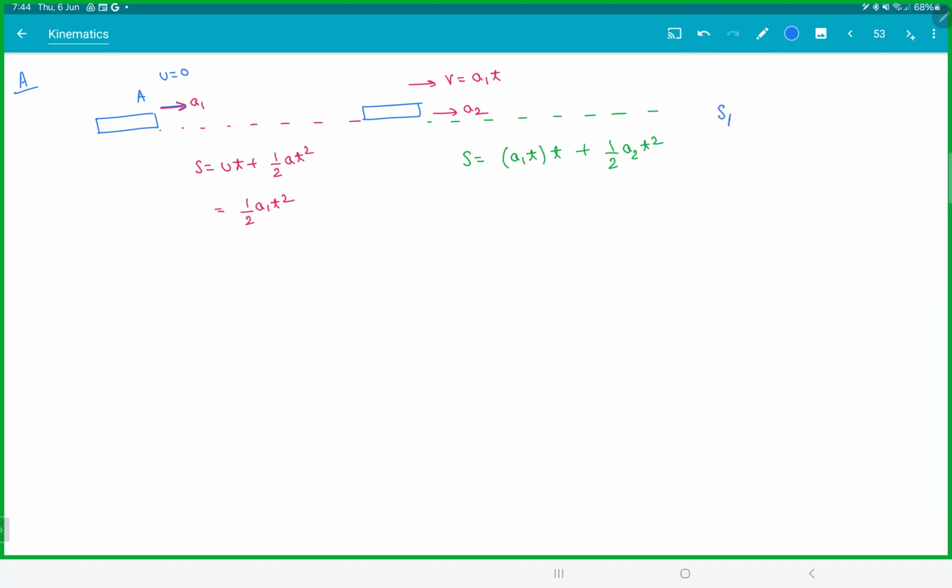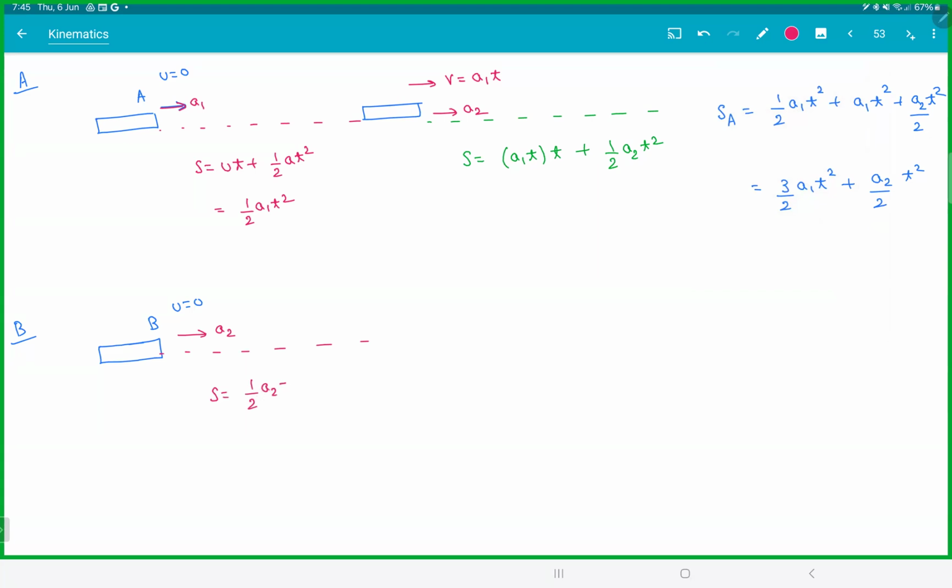So the total distance traveled by A, add them up: half A1 t square, A1 t square, A2 t square by 2. This would be 3 by 2 A1 t square plus A2 by 2 t square. The same thing if you do for B also. Initial velocity is 0, acceleration is A2. This would be half A2 t square.